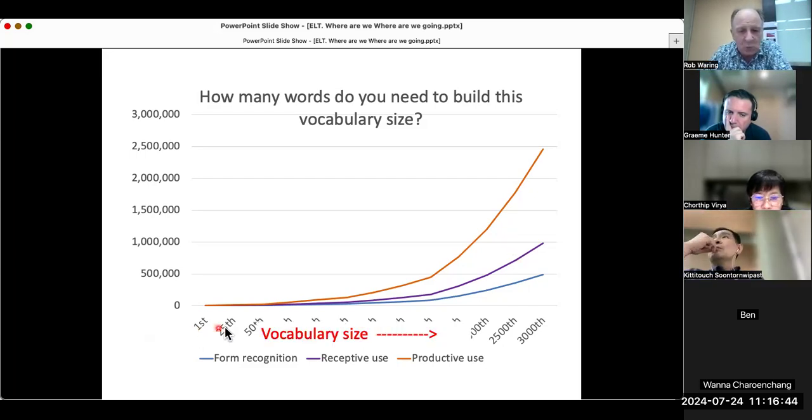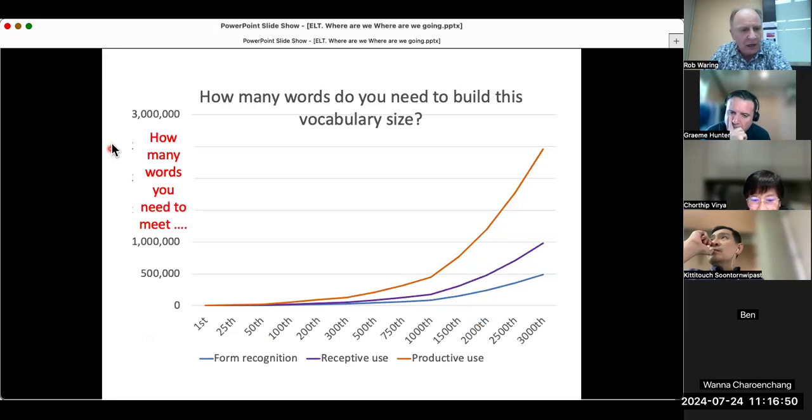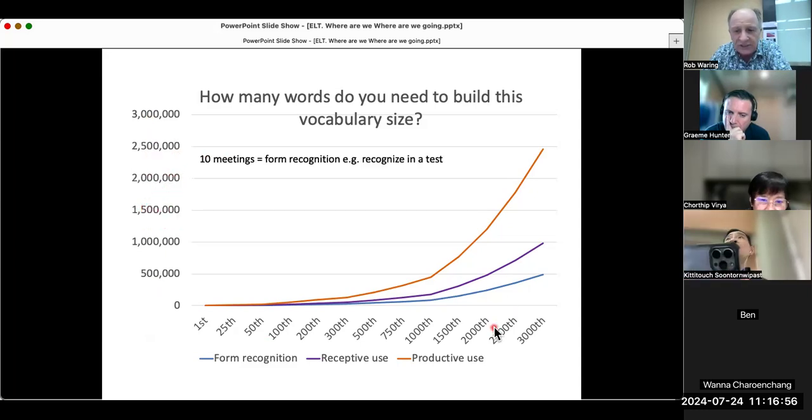So let's look at this table. This one here is, what's your vocabulary size? Let's say you know 2,000 words. How many total words of language input do you need to meet to get to, say, 2,000 words? Well, as I said before, 10 meetings will get you to form recognition. That is, you can recognize it on a test. Let's call it test vocabulary.